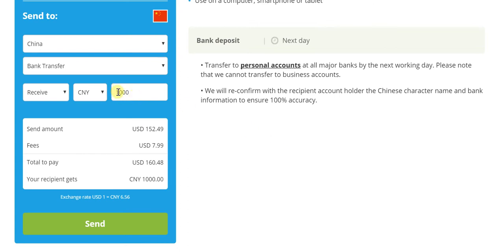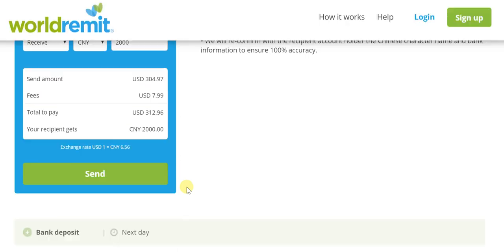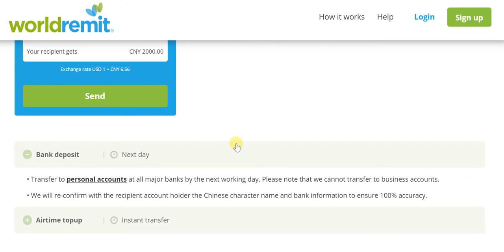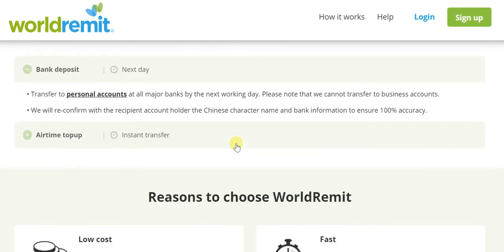Now, let's do one thing. Let's say double the money. Let's look at 2,000 Chinese yuan. You see that everything else, barring the fact that we've doubled the money, is proportionately increased, but the fees remained consistent, and the exchange rate, of course, also remained consistent. So, these are again great things about WorldRemit. And as I mentioned, all major Chinese banks, personal accounts of bank holders, the very next working day. So it's as easy as that.